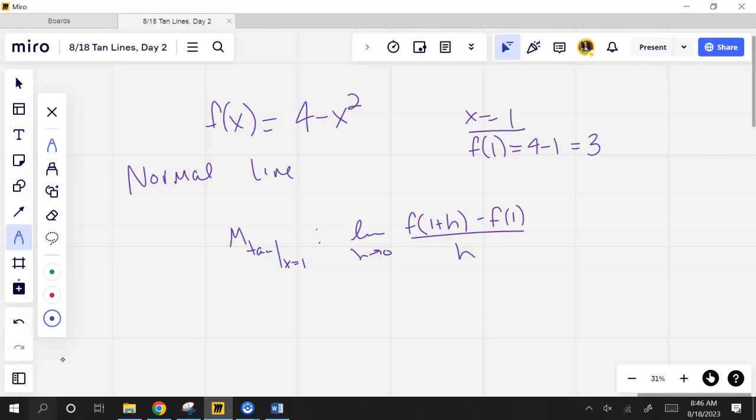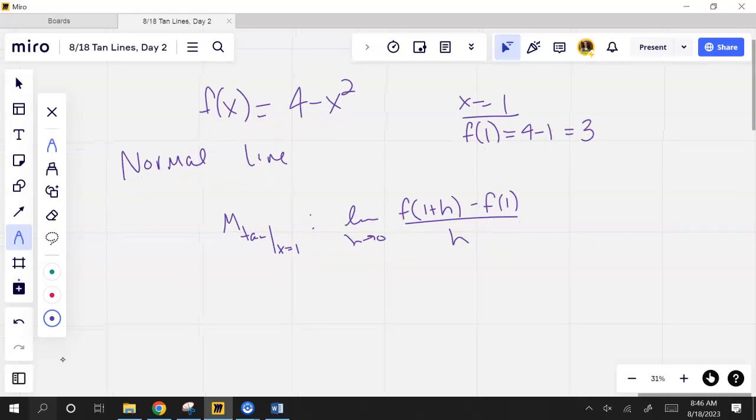It says when x, did I tell you -1? Oh, no, okay. That's why I got confused. Okay, that makes sense. Okay, so now I'm going to plug in. So f of 1 plus h is going to be 4 minus 1 plus h squared. Yes? We're just replacing this x with 1 plus h.